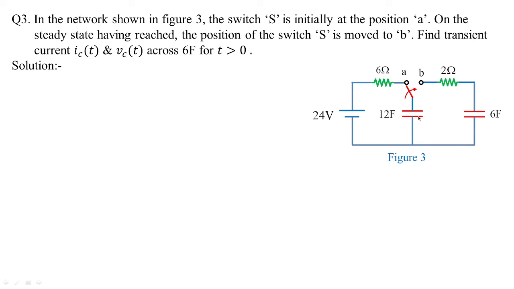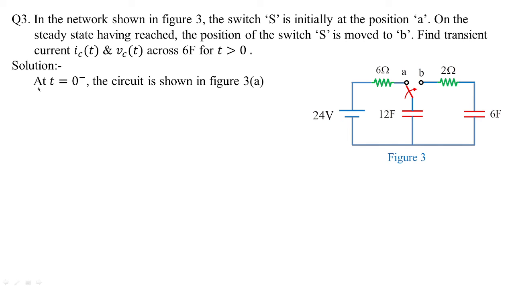Let us go with the RC circuit. You can see in figure 3, the switch is initially at position A. Once the steady state conditions are reached, the switch is moved to B. We need to find out the transient current IC of t and VC of t across 6 farads for t greater than 0. So with the help of Laplace transform, we need to find out the solution.